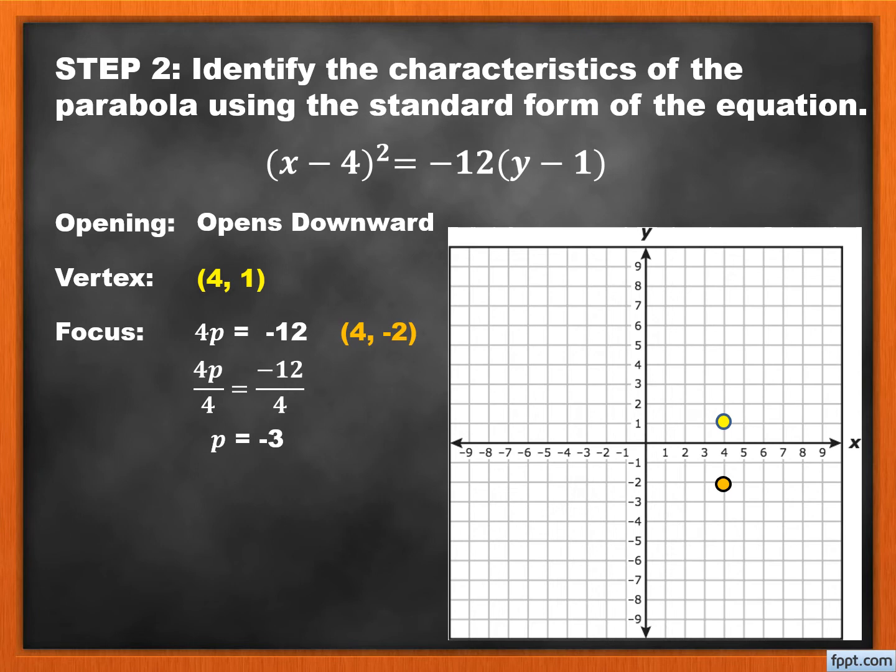Since we have negative 12 as our value outside y minus 1, that means we have 12 units for the latus rectum. That means from your focus, you move 6 units to the left and 6 units to the right. Then you can now graph your parabola.